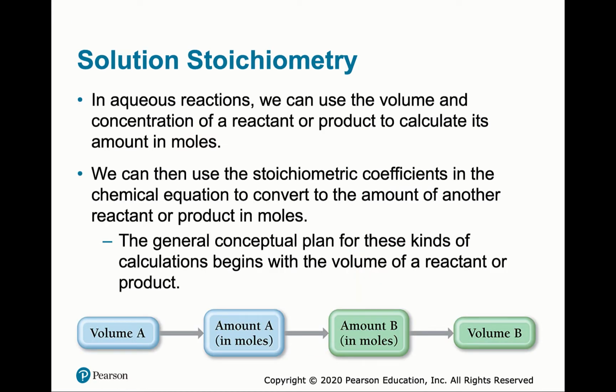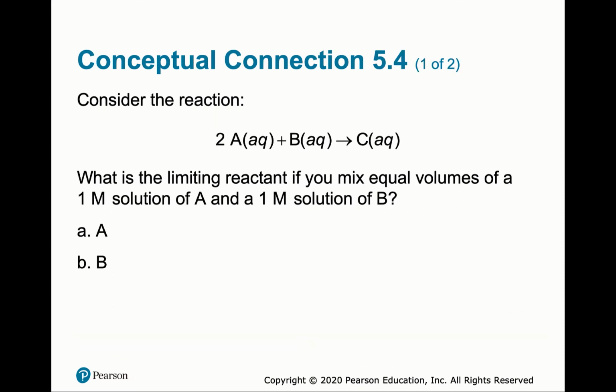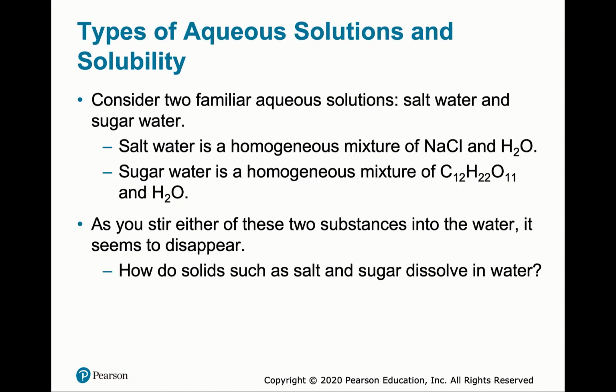Also, don't forget reaction stoichiometry. Remember, stoichiometry is the chemical accounting, and you have to use the coefficients in balanced chemical equations. So keep that in mind as you do your calculations. For instance, here, if we have this reaction, 2A plus B makes C, all aqueous, what is the limiting reagent if you have a 1 molar A solution and a 1 molar B solution? Well, you need twice as much A as you do B, so A would be the limiting reagent and B would be in excess.